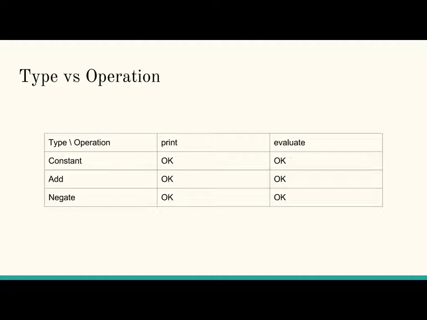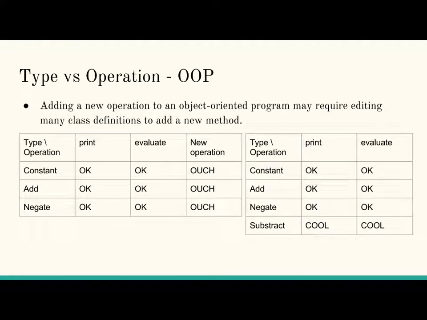We're going to have the whole actual hands-on tutorial, but I'm just going through this. For example, this is the type and this is the operation: the constant, add, negate, and these are the methods, print, evaluate. What they say is that in OOP, when you add a new operation, you have to touch the existing code, modify the existing code. But when it comes to defining a new type, the first column is the type and that header row is the operation.